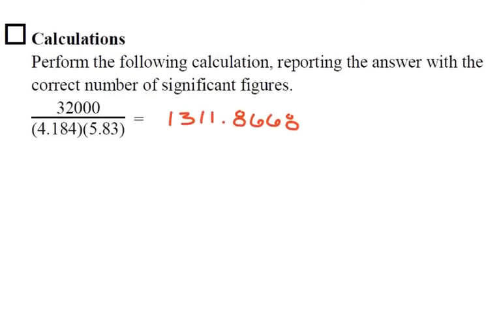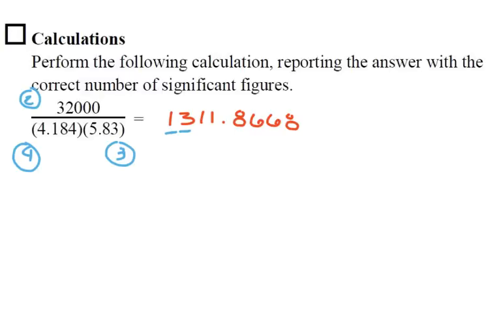Okay, last problem. We do a calculation. I've used my calculator and gotten the answer in the first place, but the idea is this top number, the 3200, only has 2 significant figures, the 3 and the 2. The zeros are at the end, no decimal point, so they're not significant. The 4.184, these are all non-zero numbers. And the 5.83, those are all non-zero numbers. So those are easy to determine the significant figures. So our answer is only good to two significant figures. That means these two numbers are significant.